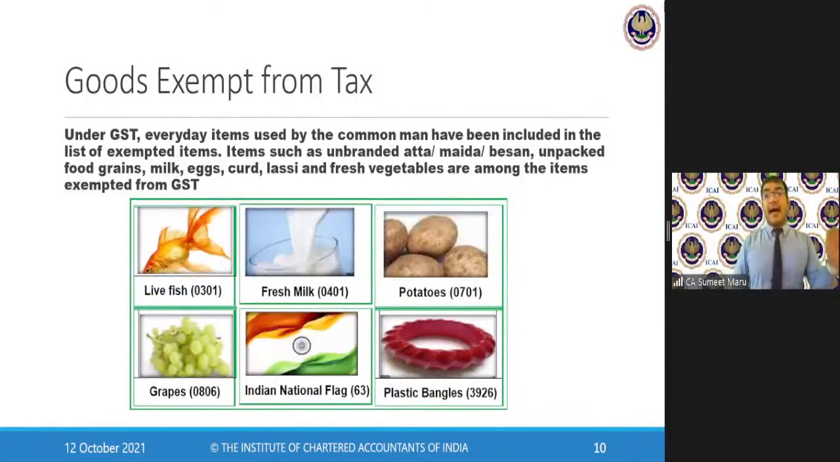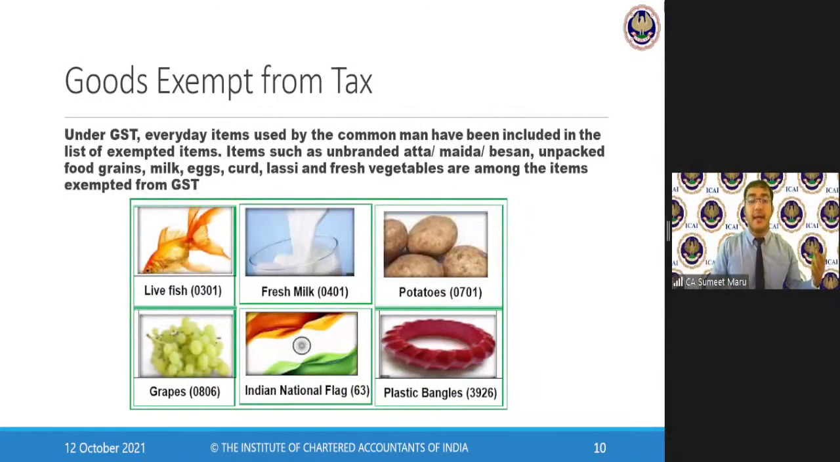Items such as unbranded atta. Please take a pause here. Unbranded atta means if the atta is branded, then it is going to be taxable. But with unbranded atta, you just go to any flour mill, collect 1 kg, 2 kg, 5 kg of atta from him, no GST will be applicable. But if you go to any multi store and purchase branded atta, there are different brands here, right? We can see advertisements of Ashirwad atta and all. If you are purchasing such branded atta, GST is applicable. Similarly for maida, besan and everything: if they are unbranded, no GST; if they are branded, GST will be applicable.